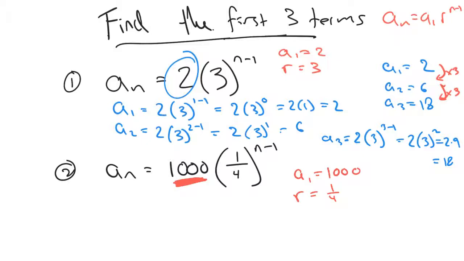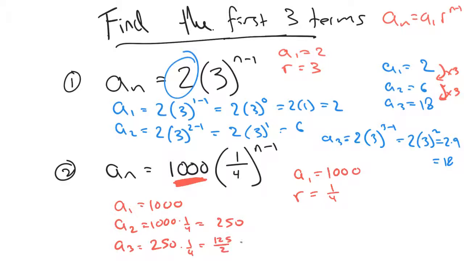So instead of having to write out all that every time, I can just use this to help me find the term. The first term we know is 1,000. The second one, I'm just going to take it and multiply by 1/4. So 1,000 times 1/4 is 250. And then the third term, I'm going to take 250 and multiply it by 1/4, because I just take the previous term and multiply by 1/4. So 250 divided by 4 is 125 over 2, which as a decimal is 62.5.